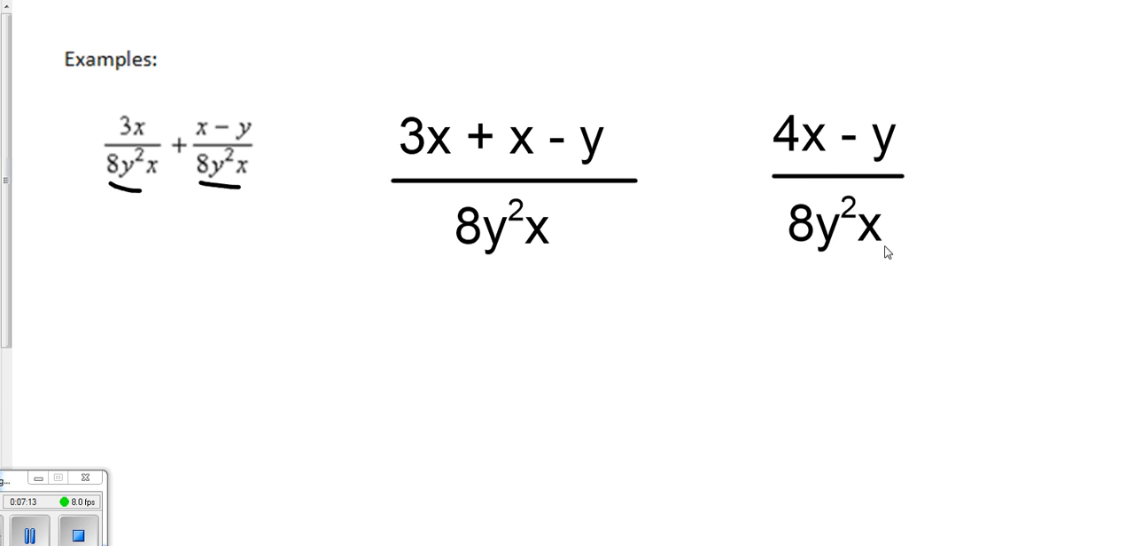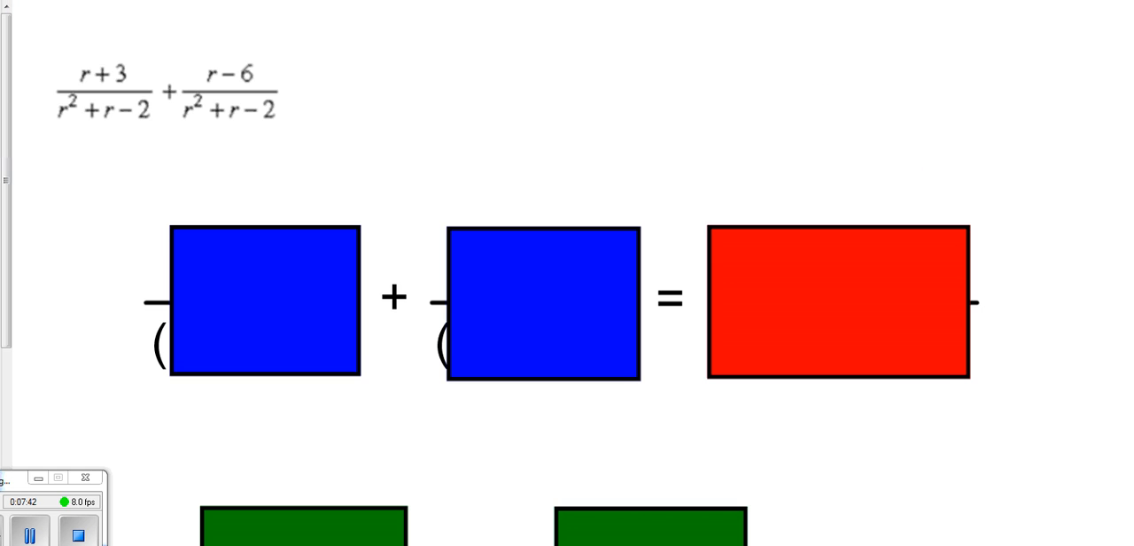Now we need to check to see if we can simplify any more. This top piece will not factor. There's nothing we can take out of each of these, and we have to think of this whole factor as being 4x minus y. Is there another 4x minus y down here? No, there's not, so we can't cancel anything out at all. So we just say this is our final answer. 4x minus y all over 8y squared x. This would be our answer for this addition problem.